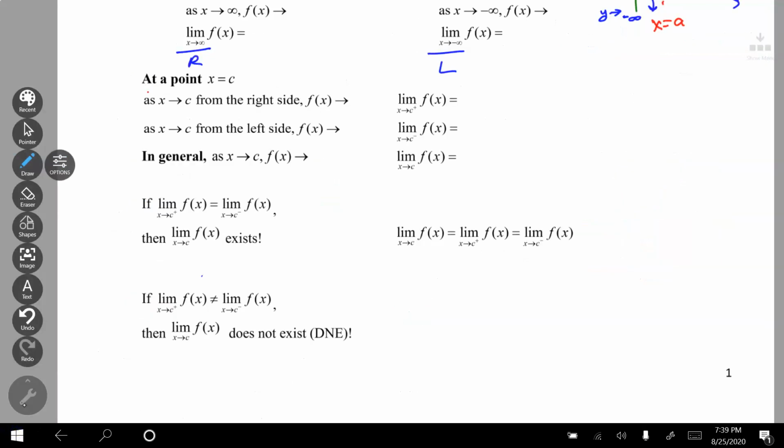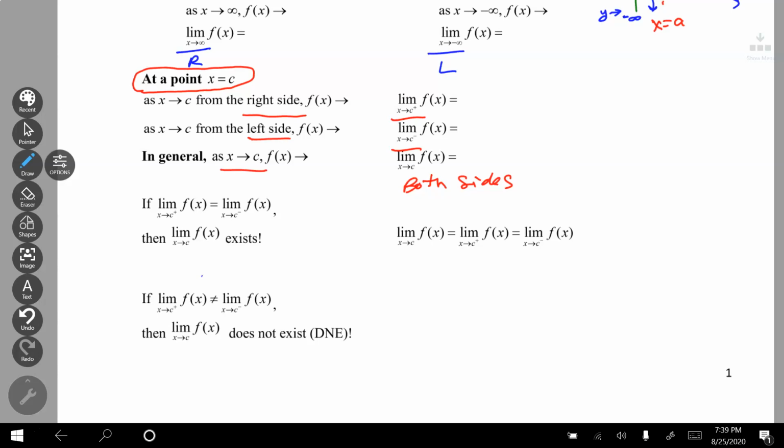And then we have limits at one specific point, x equals c. From the right side, we have the little plus next to the number c. From the left side, we have the little minus by the number c. And then in general, it's both sides. Not the left, not the right, both together. That's the general, x approaches c.